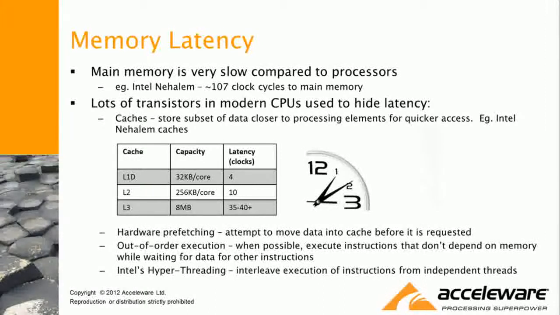Intel goes even further, and they do all sorts of neat things like hardware prefetching, so it attempts to move data into cache before it's requested. It'll try to execute instructions out of order if it can, and it uses something called hyperthreading to interleave instructions from independent threads. So this is how the CPU tries to work its magic. I don't want to say it lets us be bad software engineers, but to some extent it's really trying to hide a lot of the nasty details about the architecture from you. And they've done a good job of that.